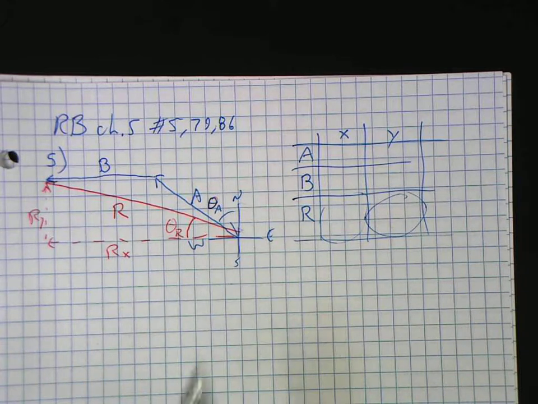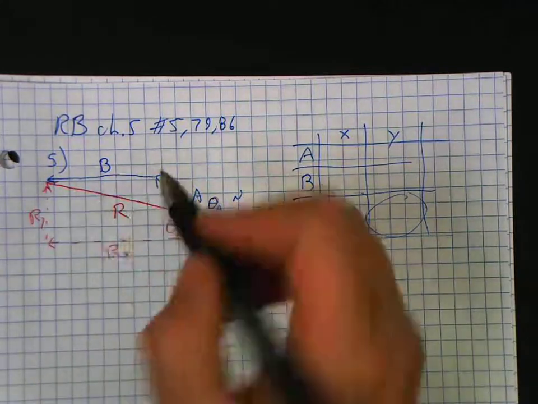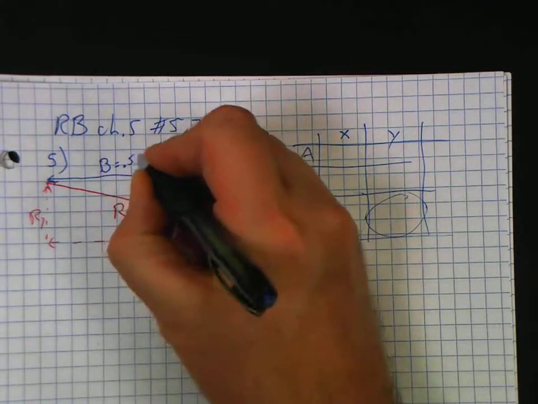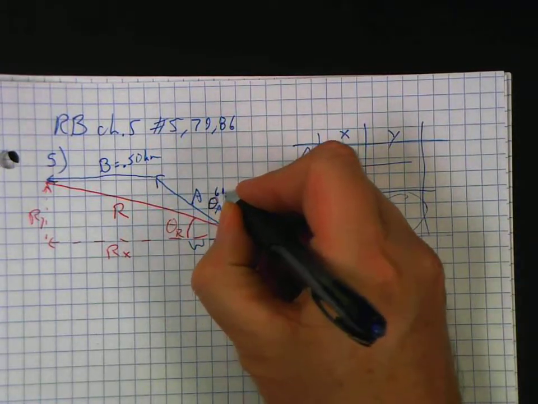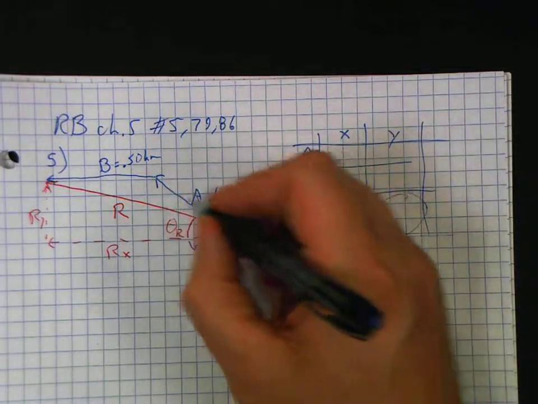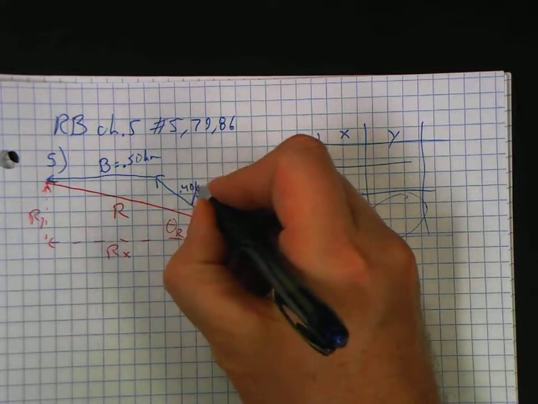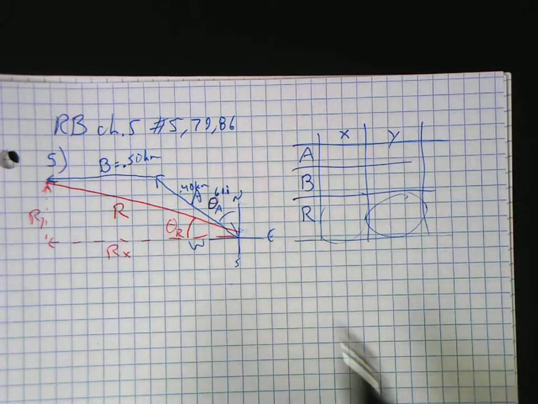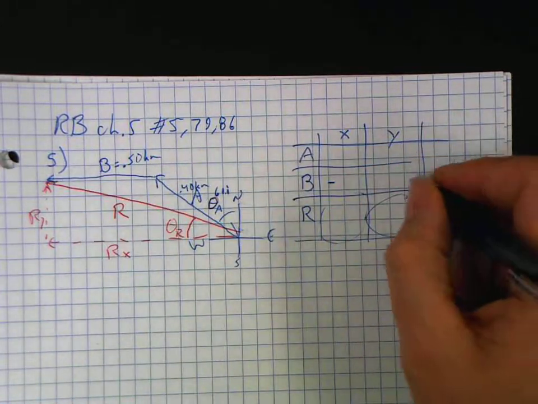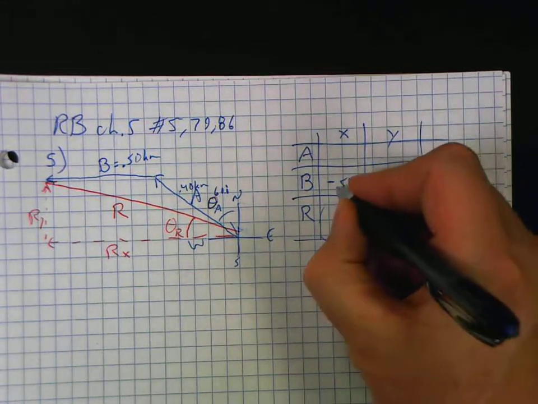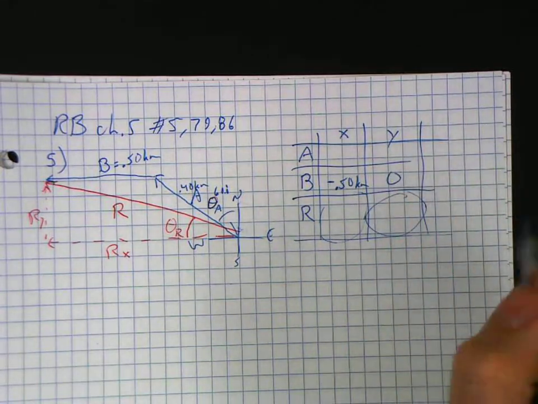Now, B is the easy vector to work with because B is completely in the X direction, and they did say that B was 0.50 kilometers. They said that this angle here was 60 degrees. We'll put a 0 on there. And they said that A had a magnitude of 0.40 kilometers. Now, in order to add up everything, oh, I forgot to put in B's values. B is going that way, which is the negative direction, by 0.50 kilometers. In the Y direction, B is going 0.